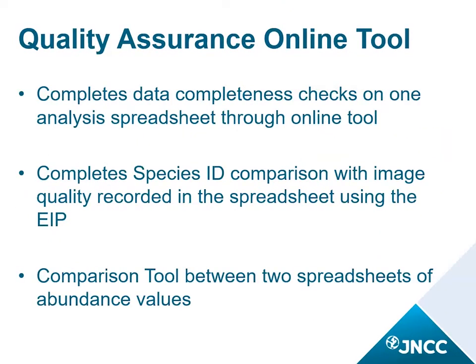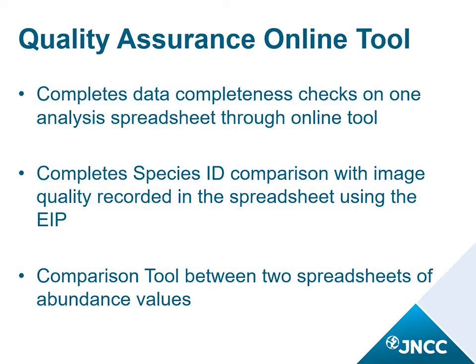Alongside that, we produced 3 tools for this. We have the Quality Assurance Online tool, which does those checks for you automatically, and Graeme will talk to you in a lot more detail about that shortly and run you through an online tool so you can actually see the tool in action. But again, it completes data completeness checks. It does a species ID comparison with image quality, which again, I'll talk about a bit later with the EIP. And it also does a comparison.